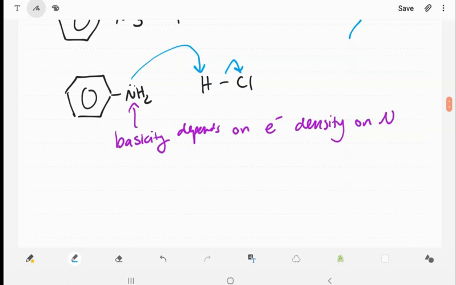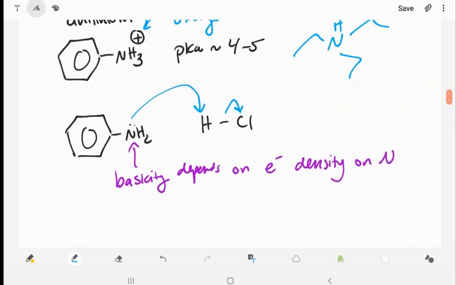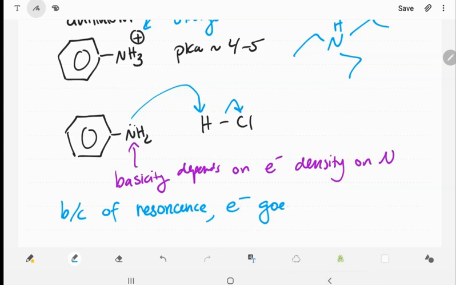So the reason for that is resonance. The aniline will resonate its electrons into the benzene, thereby reducing the density of electrons on the nitrogen itself. So because of resonance, it goes into the benzene, right? So as it resonates around in there, the electron density is moved away from nitrogen.